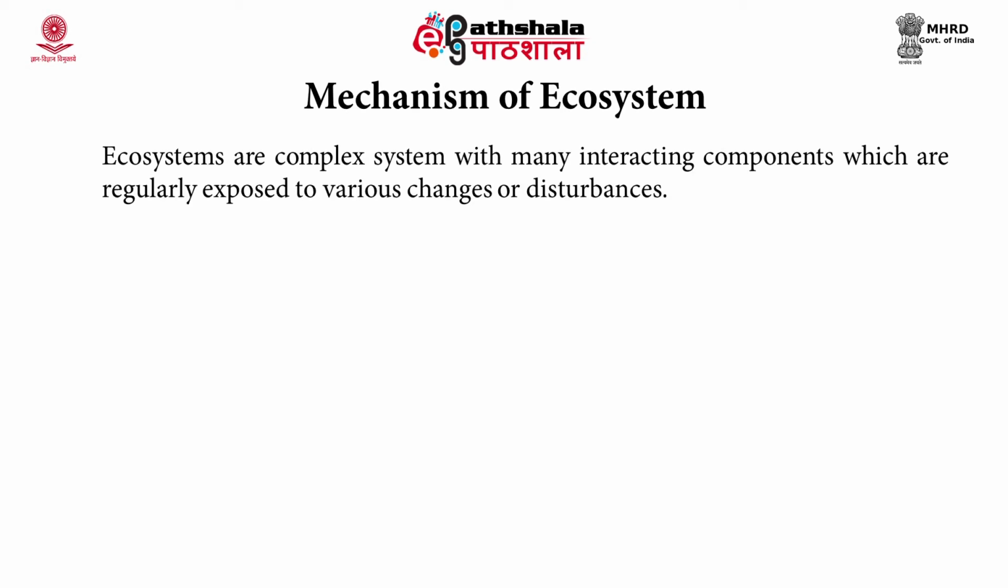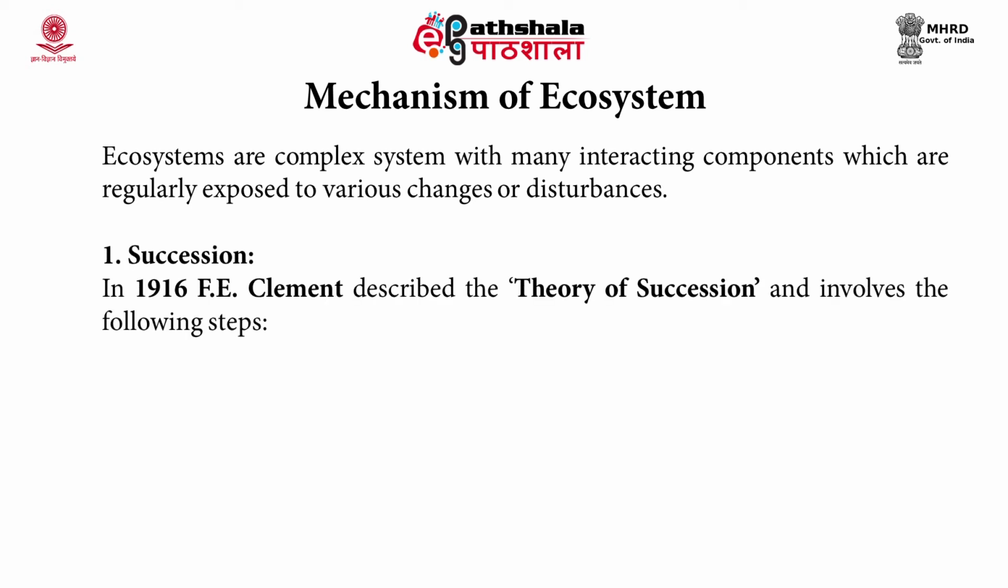Mechanism of ecosystem. Ecosystems are complex systems with many interacting components which are regularly exposed to various changes or disturbances. First, succession. It is the orderly change or replacement of one community in an area by another in a specific period of time. In 1916, F. E. Clements described the theory of succession, which involved the following steps.